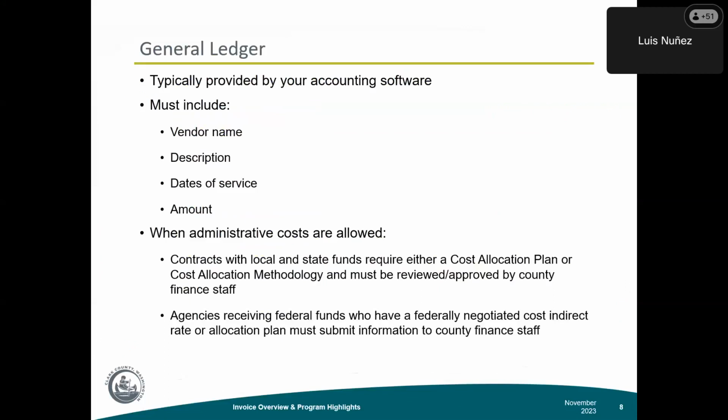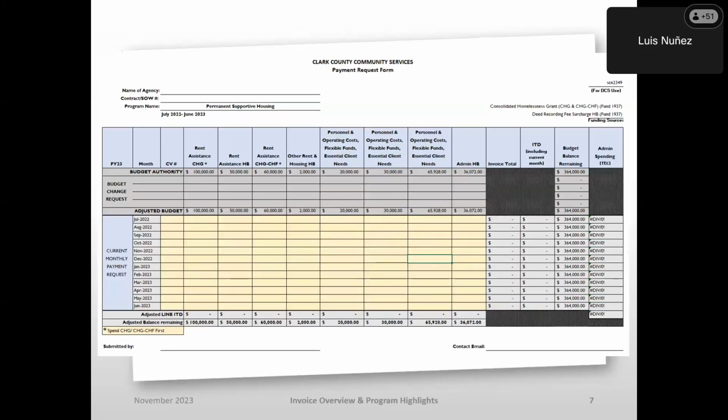And then, I'm sorry, if you go back real quick, the adjusted balance remaining at the bottom row is just going to be showing how much you have left in each category as you move forward with billing. All right, next slide.